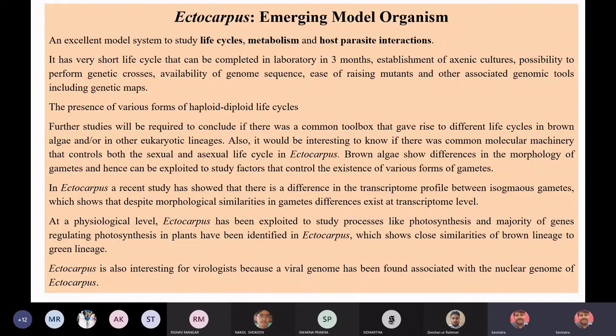of this. Within 2-3 months you can study the whole life cycle one stage after another. It means if you spend 2 to 3 years, you will get lots of data, lots of information about that specific species of Ectocarpus. So that's why it is emerging as a model organism.